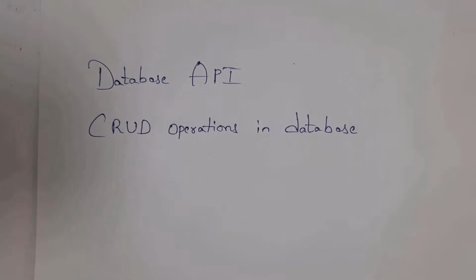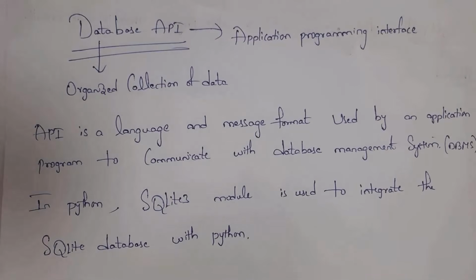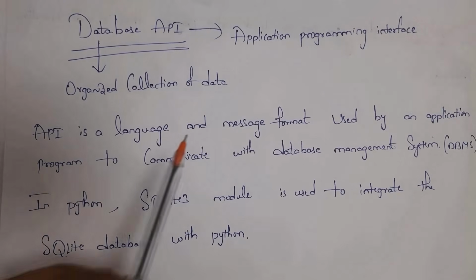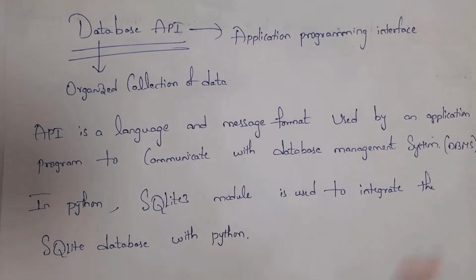Next I will explain what is database API. Database is nothing but organized collection of data. If you want to store any data in proper format, then you can use database. In database, we can store data in proper format. And next, API stands for Application Programming Interface. The name itself says interface means middle layer. API is a language and message format used by an application program to communicate with database management system. If you want to communicate Python with database, then we need one application programming interface, that is API.